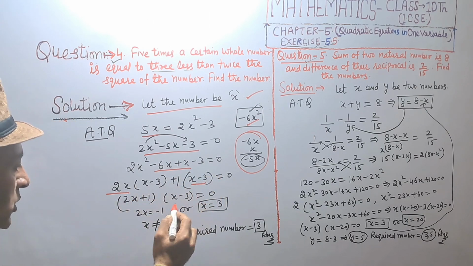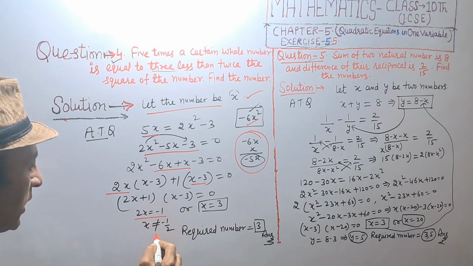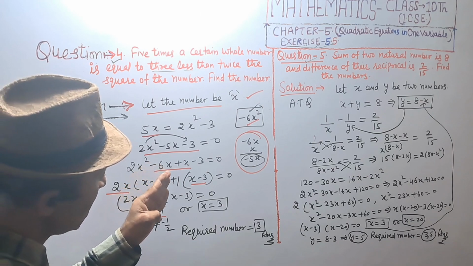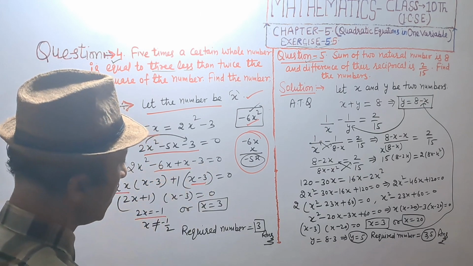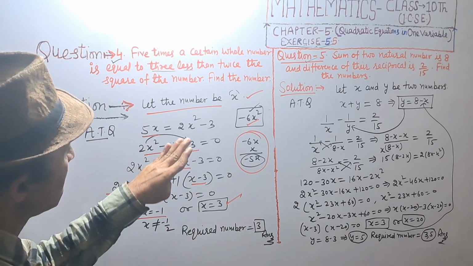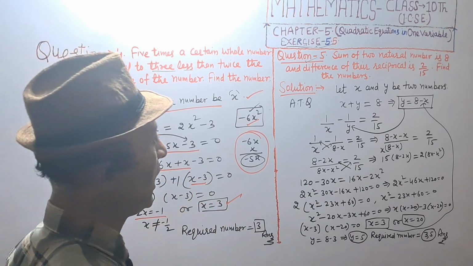2x + 1 = 0, 2x = -1 and x = -1/2. This is rejected and we are taking x - 3 = 0, x = 3. So the required number is 3. Answer. And question number 5.